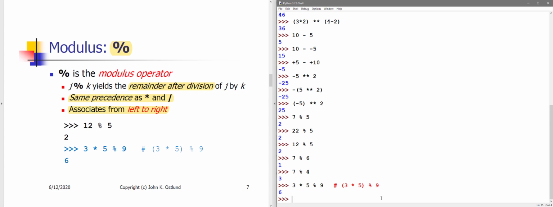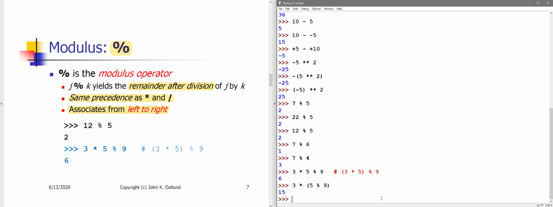If I wanted the modulus to be done first, then I would have to put 5 mod 9 in parentheses, 3 times 5 mod 9. Now 5 mod 9, 9 is greater than 5, so 5 mod 9 is just 5. And therefore we're computing 3 times 5 is 15.